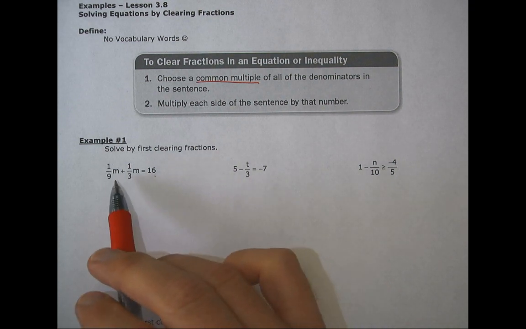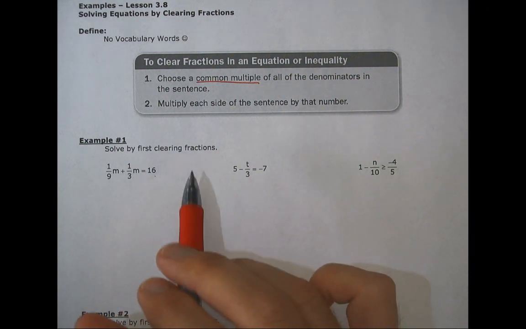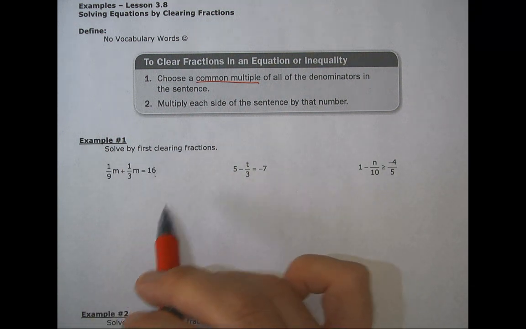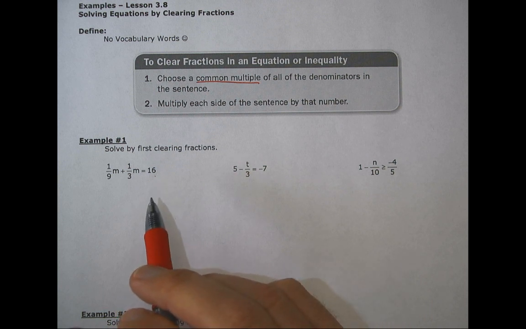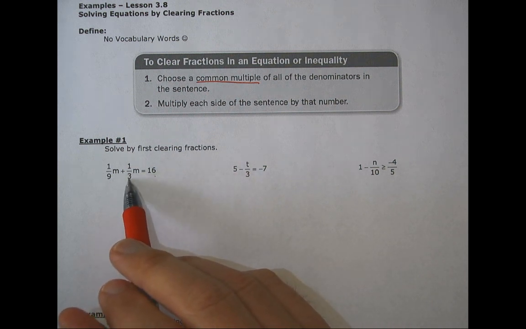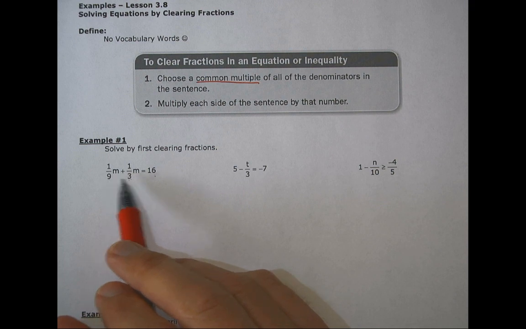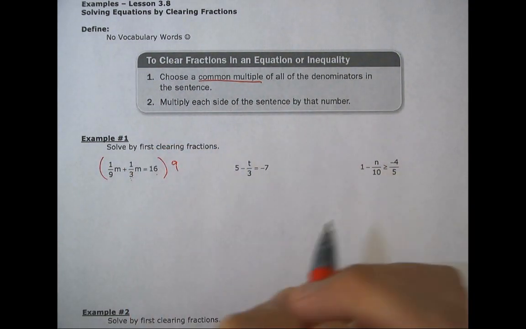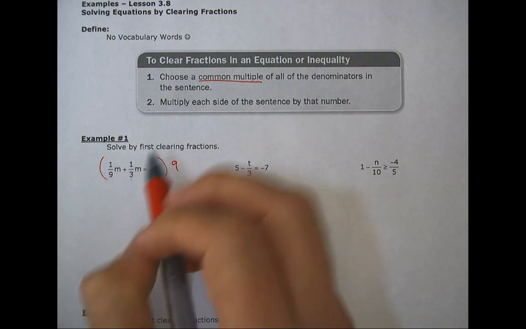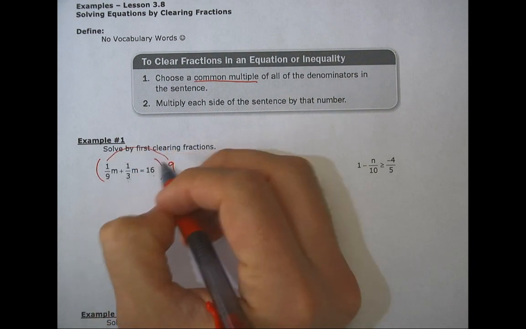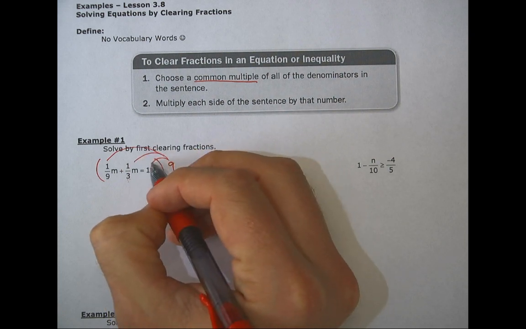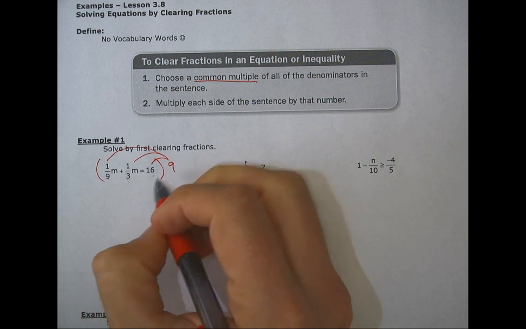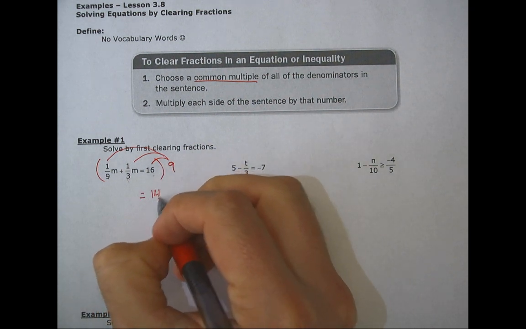So if we look at the first one, again, you could use 27, you could use 18. Now the bigger the number you use, the bigger all these other numbers are going to become. So ideally you want to use the smallest possible number that will work. Both of these numbers can multiply into 9, and so that's the one that I'm going to use. So I put the 9 here. You can put the 9 here. You're just going to distribute it to every single term, both sides of the equation. And let's see what happens. First of all, 9 times 16 gives me a new number of 144.